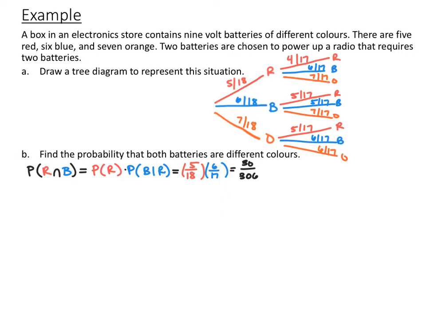Now you have to find all the different ways that the batteries could be a different color to find the probability that both batteries are different colors. So go ahead and pause the video and finish this problem.